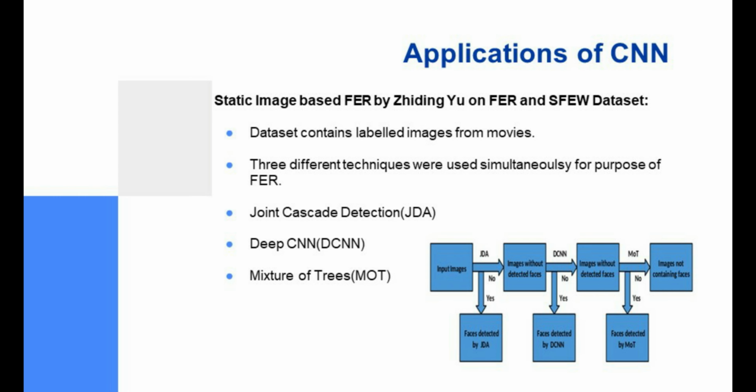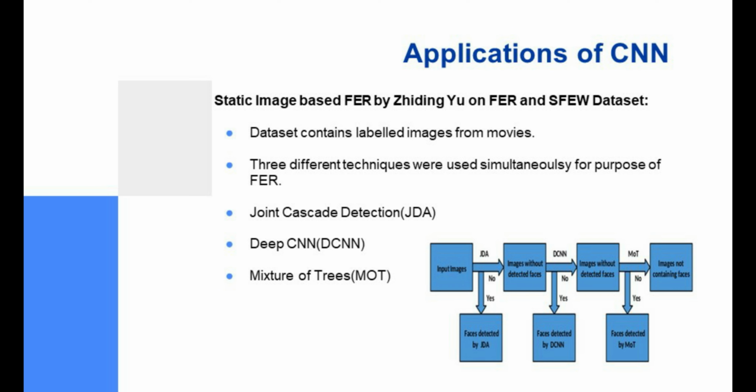This is a static image based facial emotion recognition system. Here the authors first detected the face from an image. The dataset contains labeled movie images. There is a lot of background noise, so it is important to first detect the face, and then it was fed to a deep CNN to find the emotions.